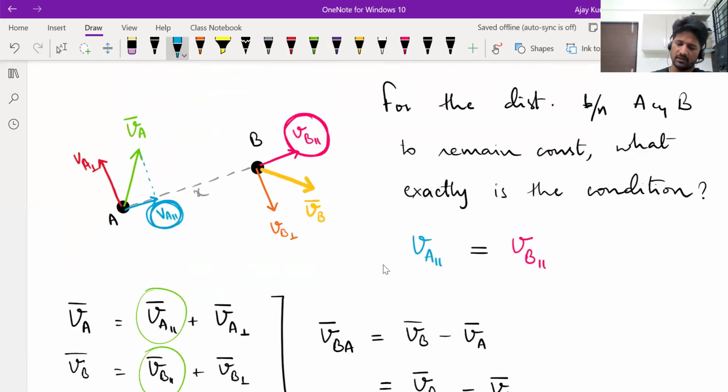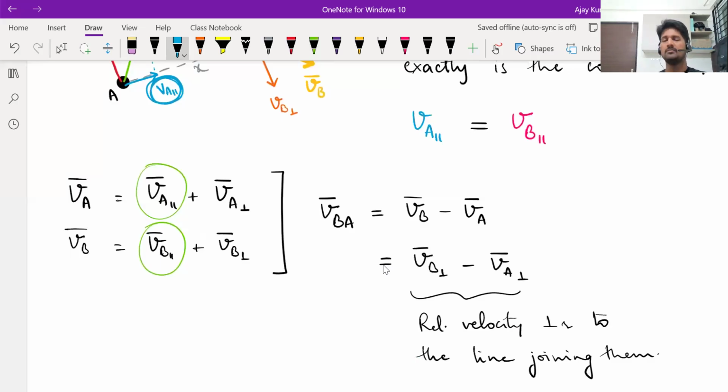You can tell VA parallel is the same as VB parallel, no? If the parallel components are equal, then the relative parallel velocity becomes 0. So along the line connecting them, the relative velocity should be 0. Perpendicular to the line connecting them, they can have relative velocity, because rotation is allowed. Rigid bodies can rotate without the distance between particles changing.